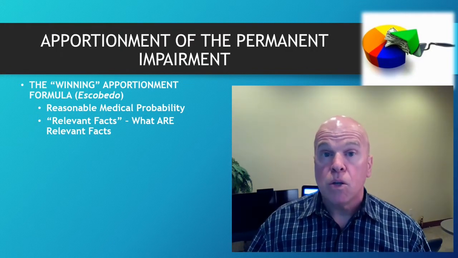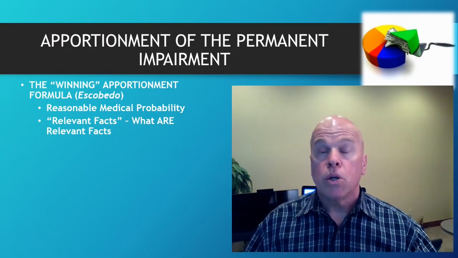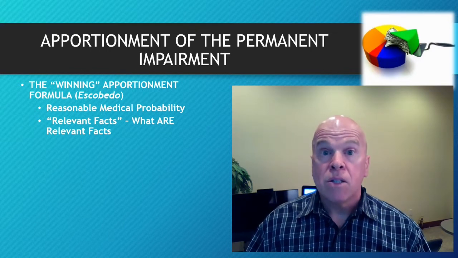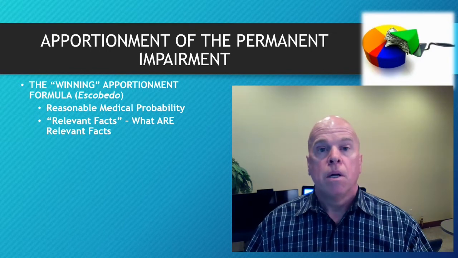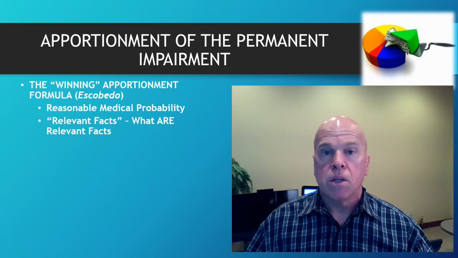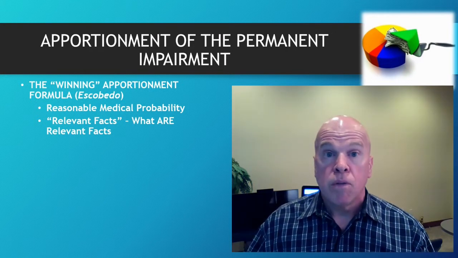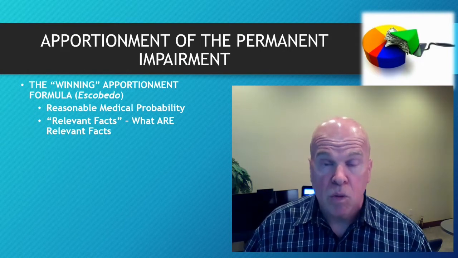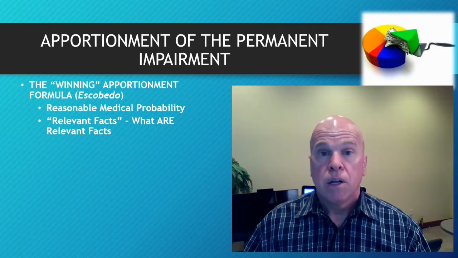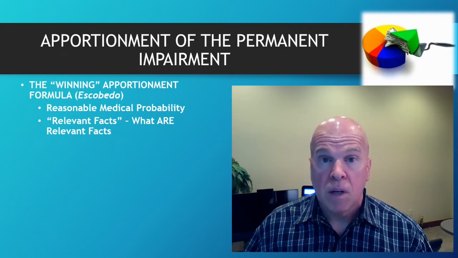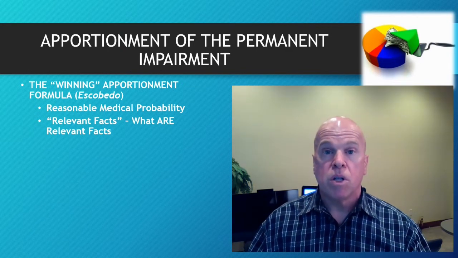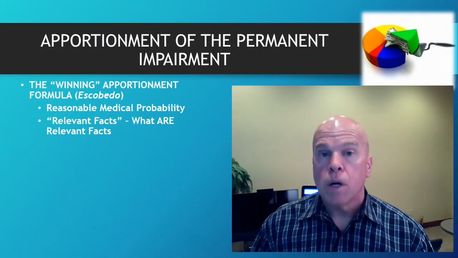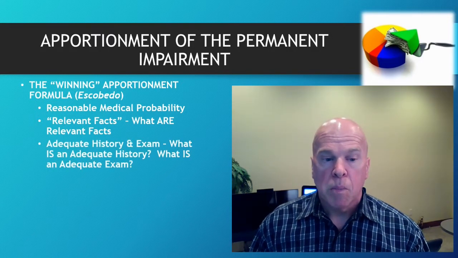So the facts that you cite must support the particular percentage that you provided in your report. What are the facts that support a 50% apportionment to the industrial injury? What are the facts that support 100% of the impairment to the industrial injury? What are the facts that are relevant to your conclusion that 0% of the impairment is due to the industrial injury? The relevant facts are only relevant in the sense that they support the apportionment approximate percentages.